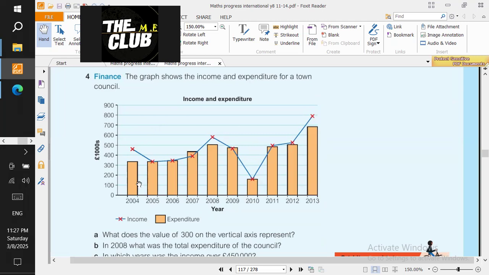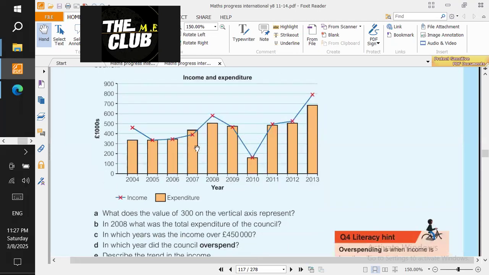Okay? Because when you look here, this is the income, and this is the expenditure, which is the spending. Overspending means you are spending more than the income. For example, these are the years. You can see that in 2007 here, the expenditure, which is the spending, is more than the income. Okay? So we call this overspending. It's happening here in 2007.